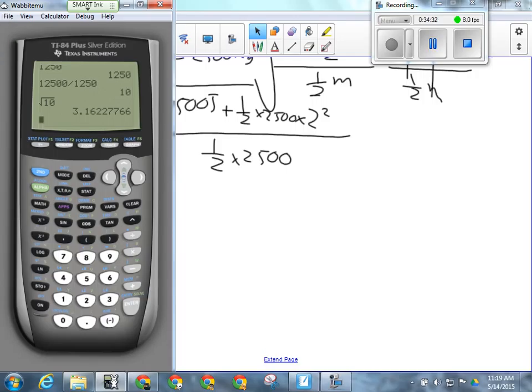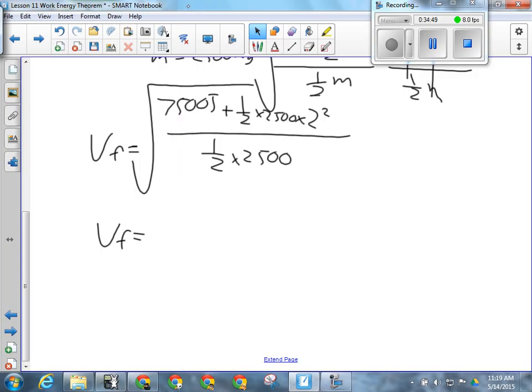Didn't speed up very much, did it? It went from 2 to 3.16 meters per second. Well, it's a big truck, right? So it's probably not going to speed up all that much being pushed by a bulldozer, which doesn't move all that fast. Okay, so 3.16 meters per second.